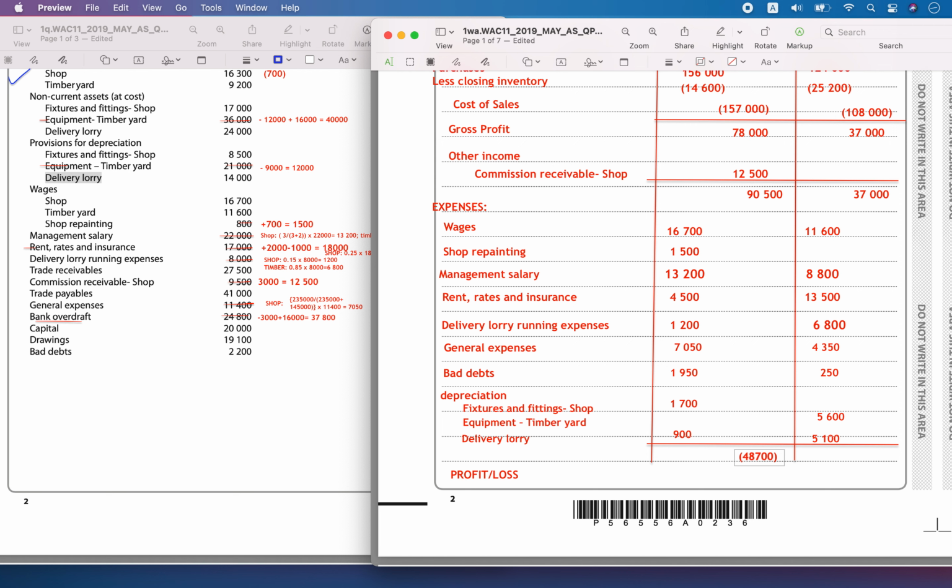And now let's calculate for the timber yard. It is 11,600 plus 8,800 plus 13,500 plus 6,800 plus 4,350 plus 250 plus 5,600 plus 5,100. So that is going to be equal to 56,000.